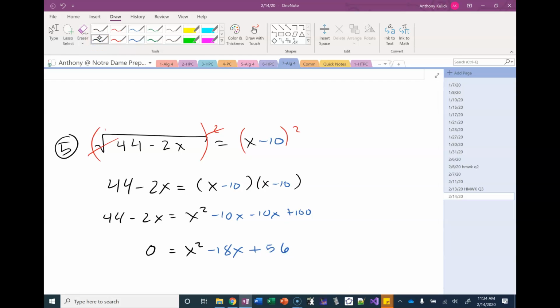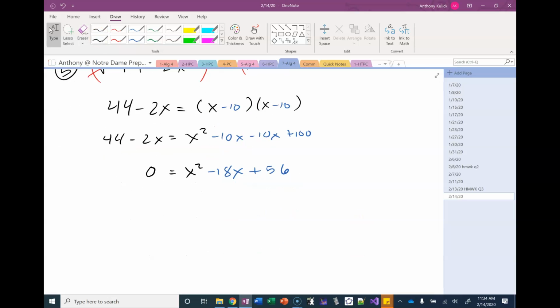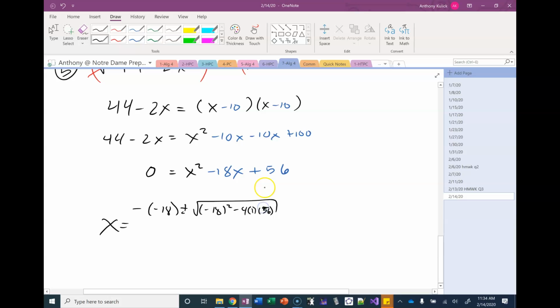There we go. All right. So now we need to solve this quadratic. How do you want to solve it? You want to use the quadratic formula? All right. So x equals negative b plus or minus the square root of b squared minus 4ac all over 2a.